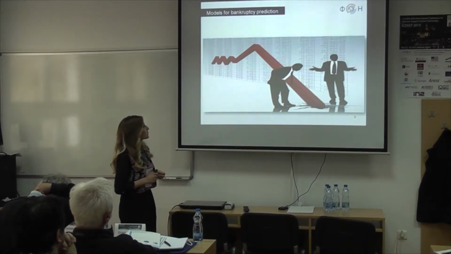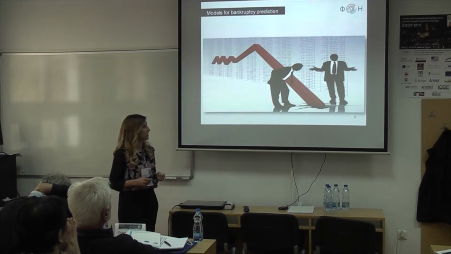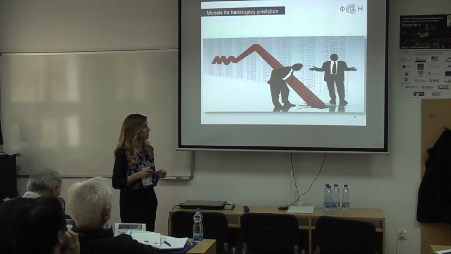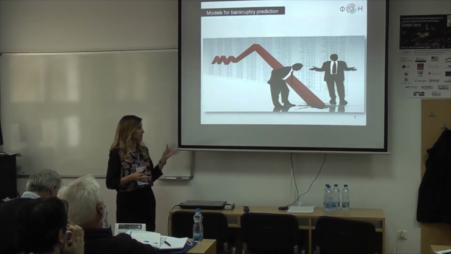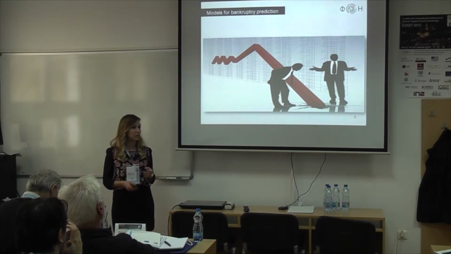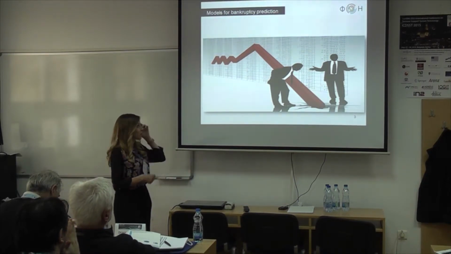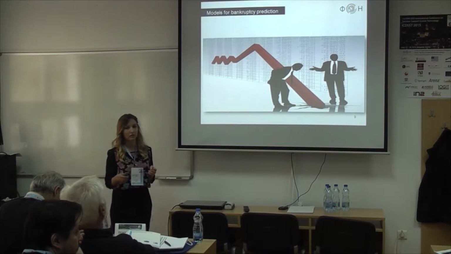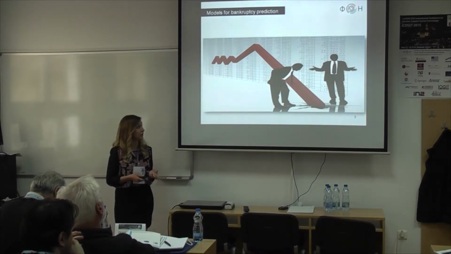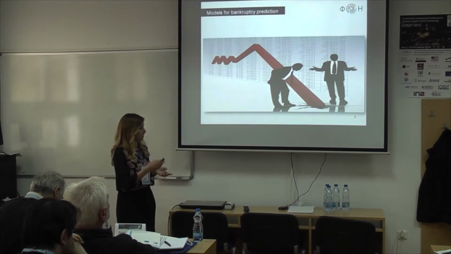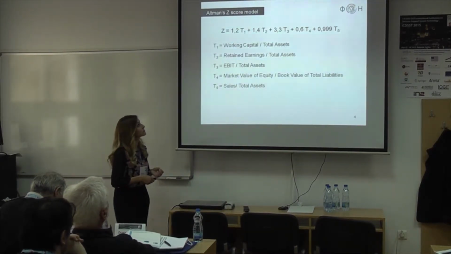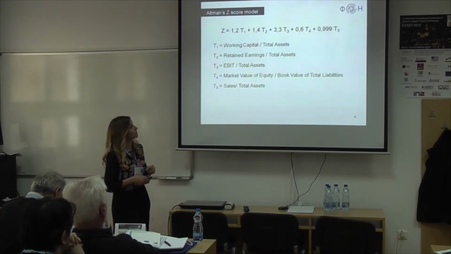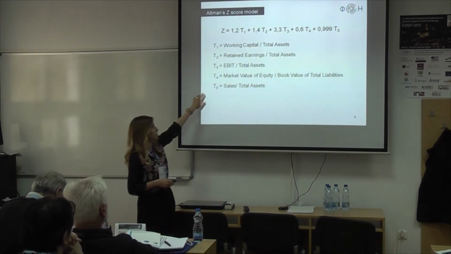Well, first of all, when we decided to deal with this kind of problem, we needed some basic inputs, and we found several already created models for bankruptcy prediction, and each model uses its own relevant financial data and financial ratios. But from these old models, we decided to use three of them. The first one is Altman's Z-score model. As you can see here, Altman created a linear combination of 5 different financial ratios.